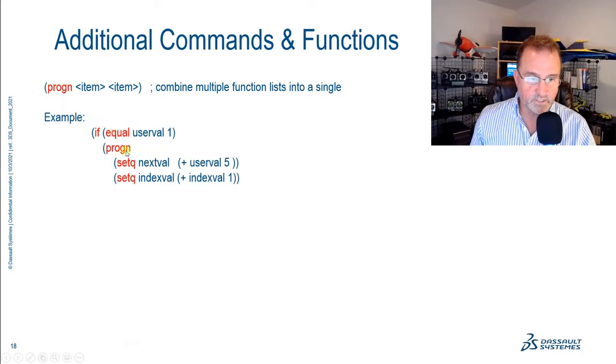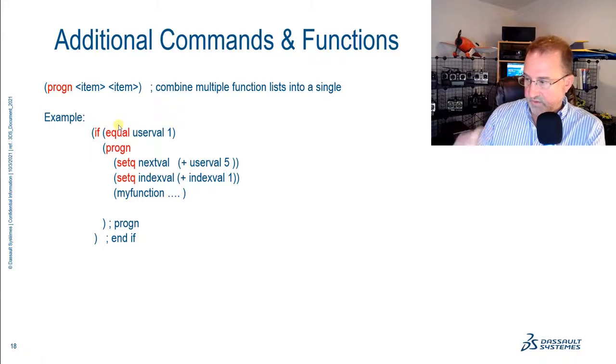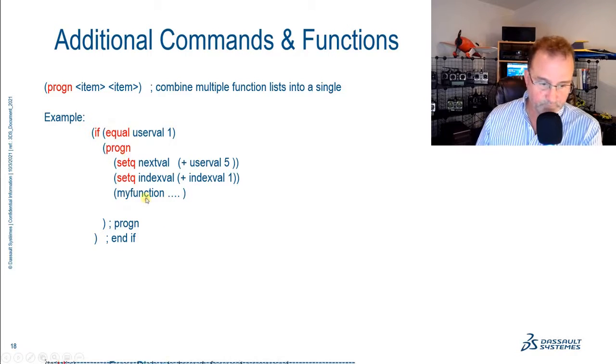So in this case, I could say, if the user val is 1, then go ahead and setq this value to this +5, set an index to the index +1, and run my function, do a whole series of things. And then when I'm done, I can end the progn, which will close this, and then I can end the if. So you'll see progn in a lot of my programs. You may have seen it in a couple, and I know you'll see it in a couple more that I'm going to show you, but it's basically a container that holds multiple functions within one grouping.